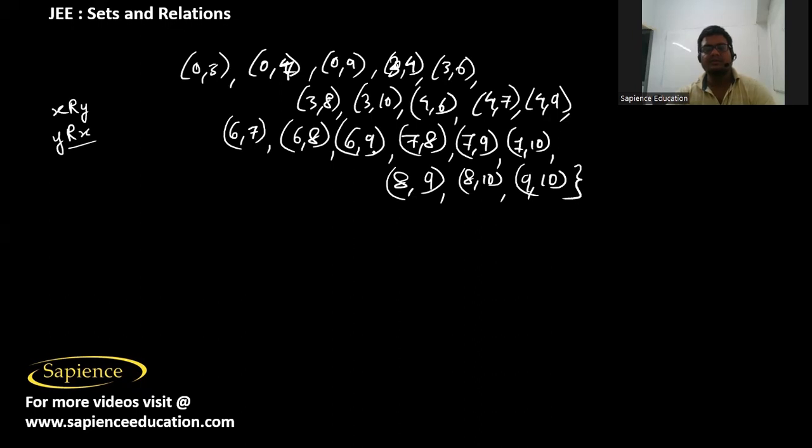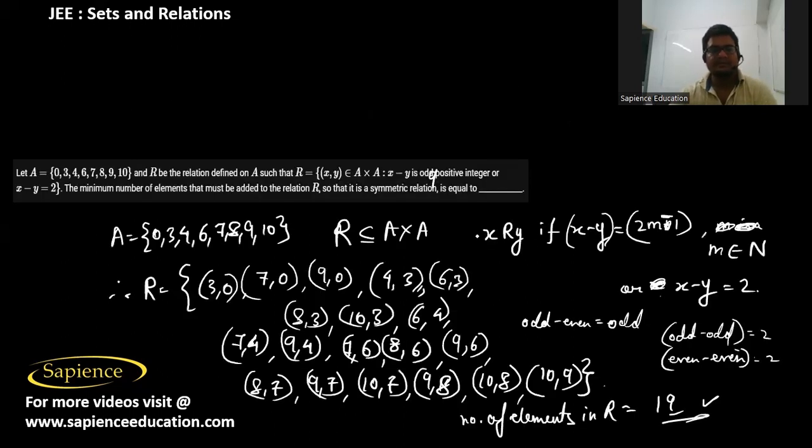So it means, so as to make it symmetric, all these 1, 2, 3, 4, 5, 6, 7, 8, 9, 10, 11, 12, 13, 14, 15, 16, 17, 18, 19. So 19 elements only we have to include. We have to add. So it means the answer will be 19.